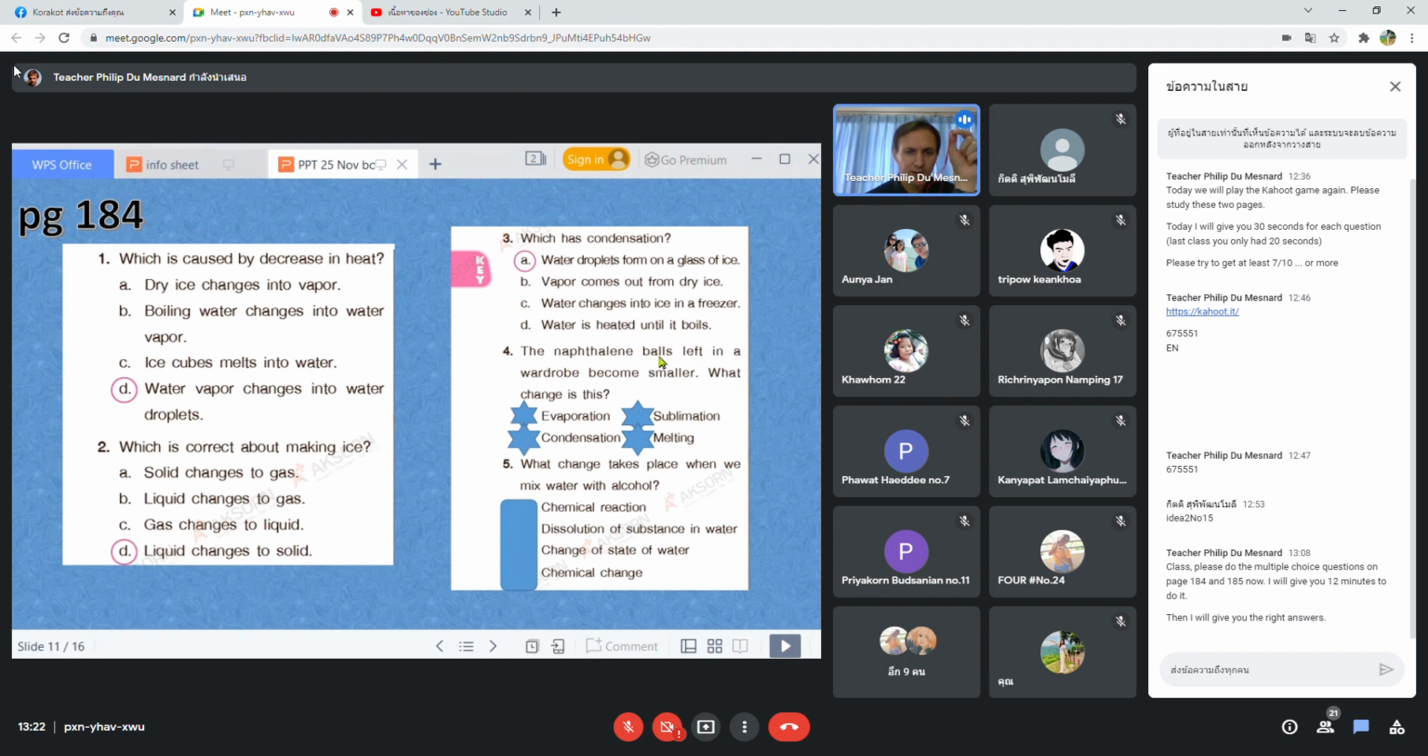Okay, naphthalene balls, also called moth balls. It's a poison you use to kill moths. They are white. They leave it in the wardrobe to kill the moths. But then they get smaller. So why do they get smaller? Evaporation, sublimation, condensation, or melting?